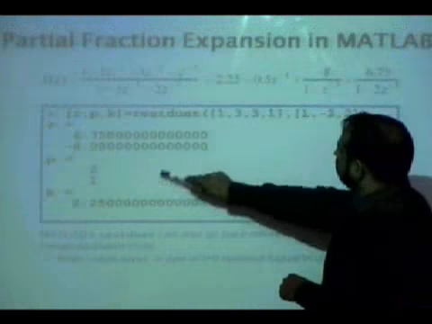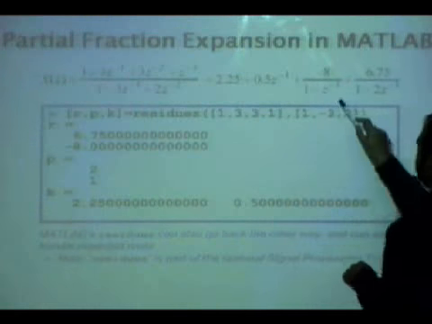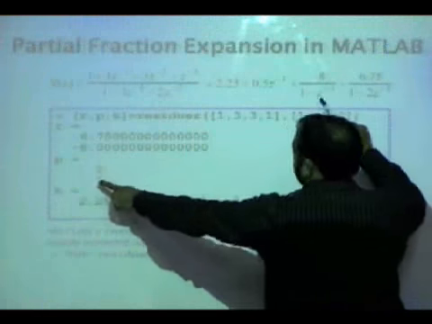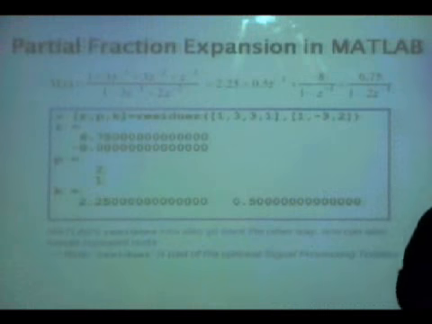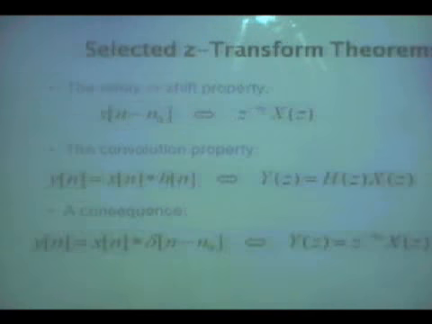So this is 0.25, 0.5 Z inverse. Here pole is -2 and coefficient is 6.75. Pole is -1, coefficient is -8. So this is a function which can help you to compute the partial fraction expression for any function.